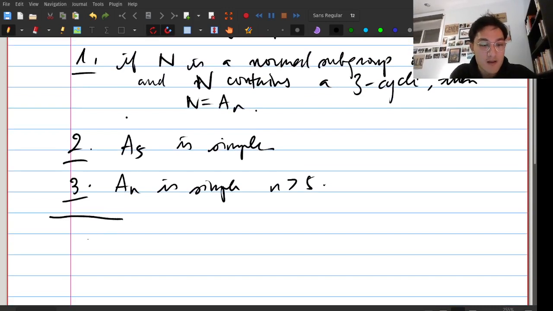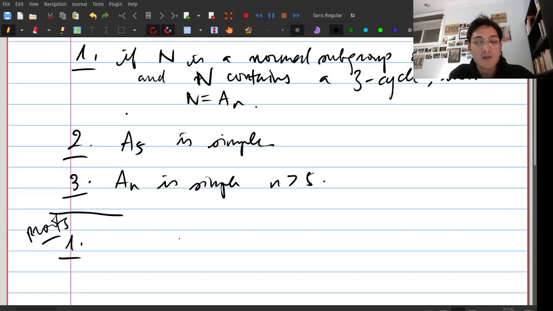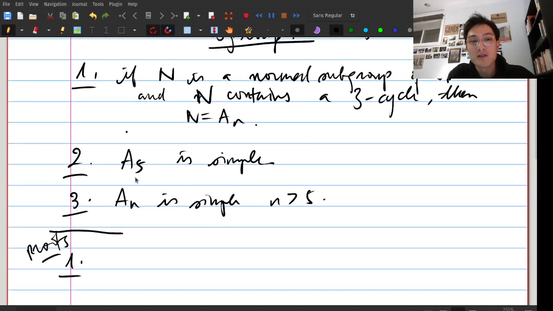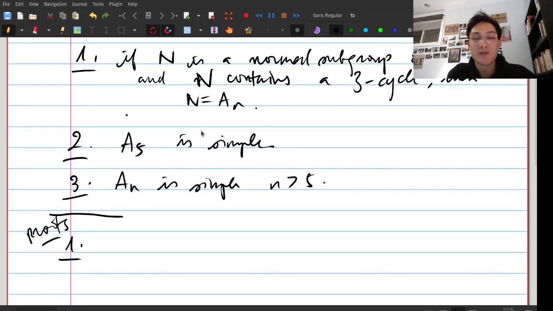So anyway, let's prove step one. These are the proofs now. So we want to prove that if N is a normal subgroup of A_n, then... I'm not going to define everything, but simple means that it has no non-trivial normal subgroups. So we want to show that A5 has no non-trivial normal subgroups. One way of doing that is by taking a normal subgroup of A_n and showing that it has a 3-cycle, which means that N must be the whole of A_n. Therefore, A_n must be simple, right?